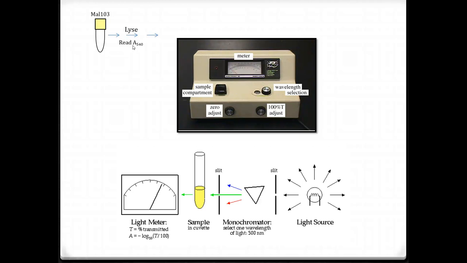So you're going to read it at 540 nanometers. That's going to tell us basically the cell concentration that we are starting with. So the sample is going to go right in there.